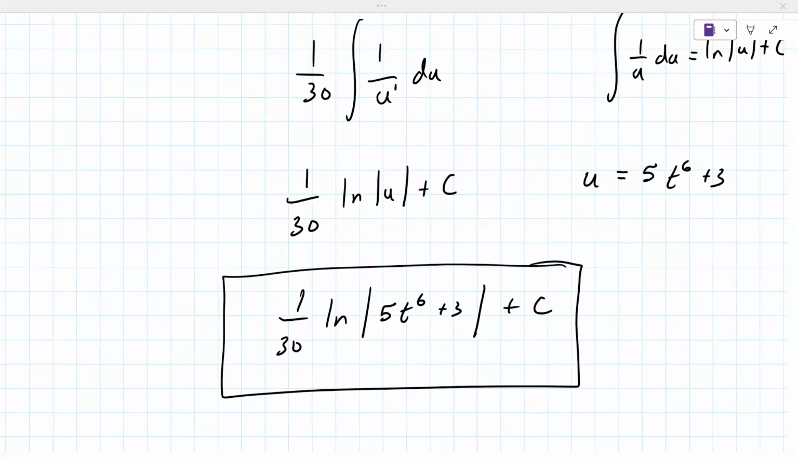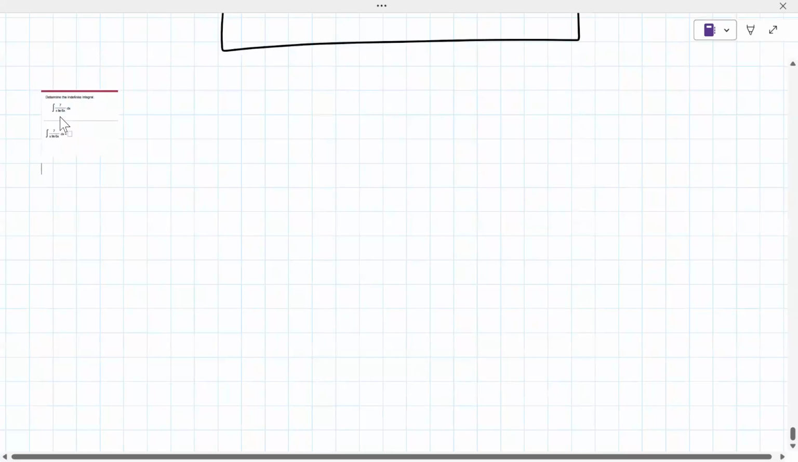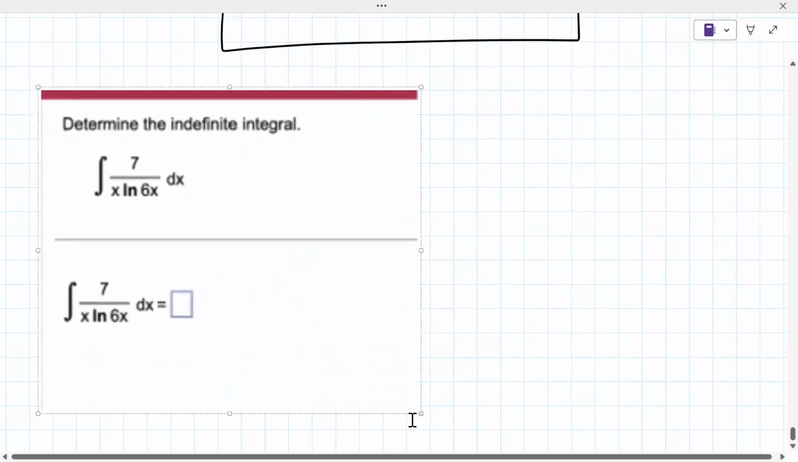All right. Keep going here. Almost through.